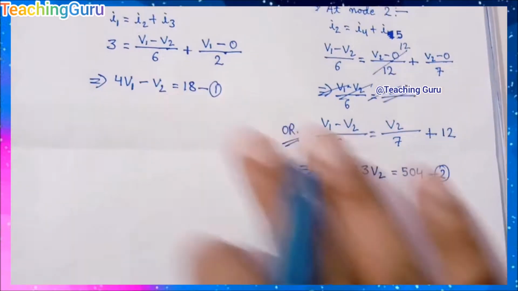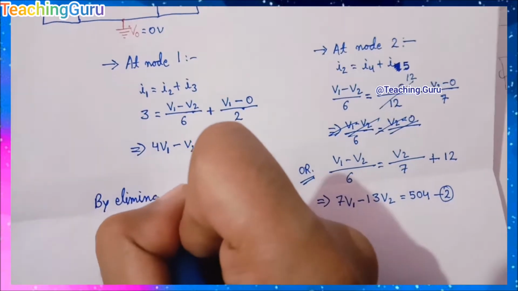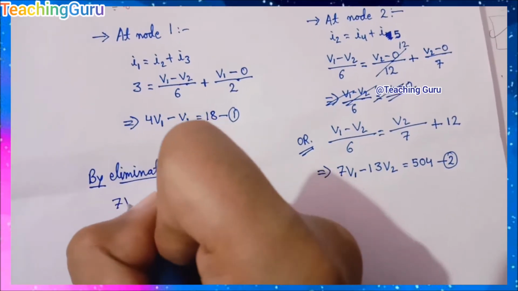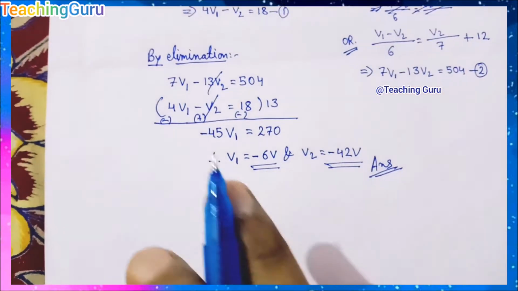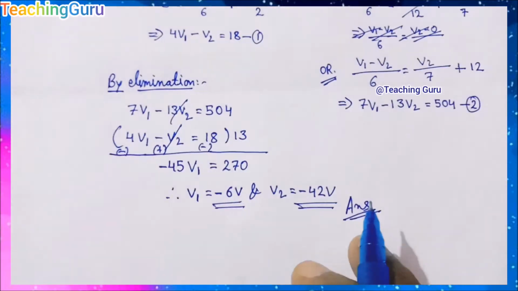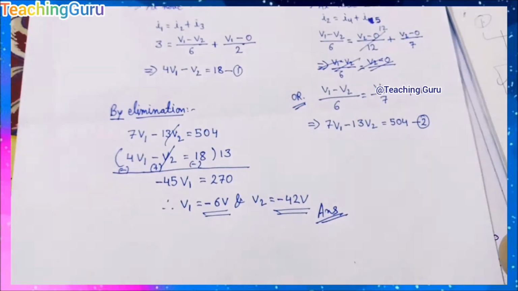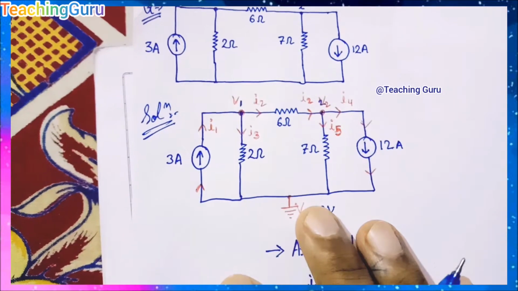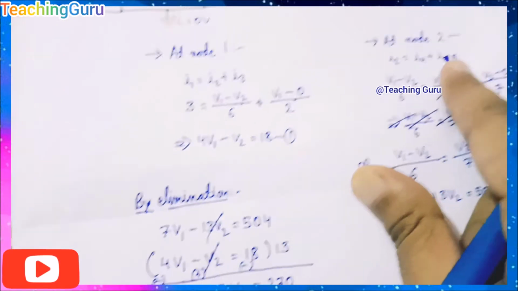Now we will solve it by any method. You can use Cramer's rule or the elimination method. We will use the elimination method here. You will write all the equations simultaneously. I have moved the video further to save your time. 7V1 minus 13V2 is equal to 504, and using the elimination method you will get V1 and V2. You can watch the video carefully.